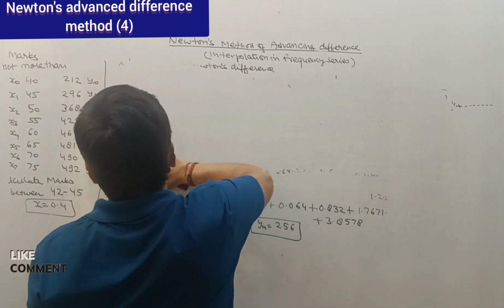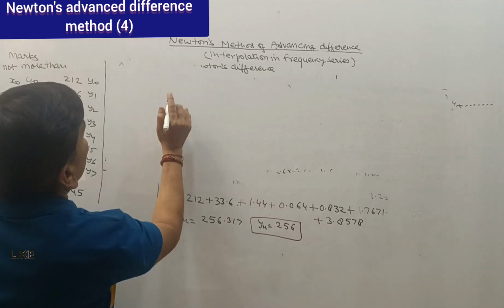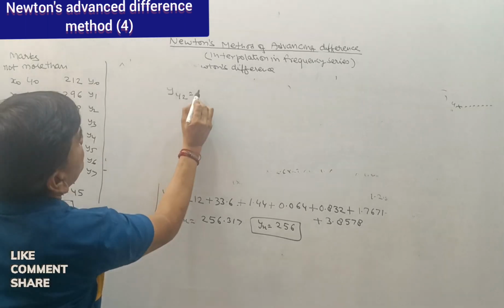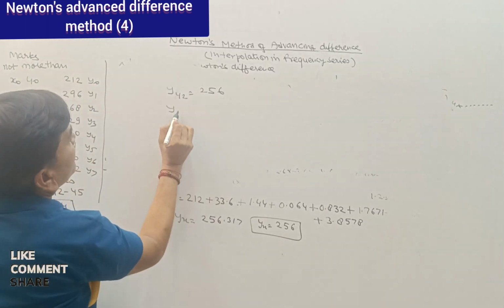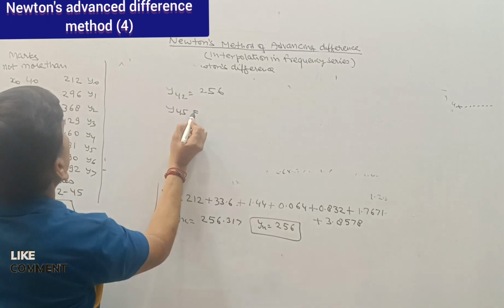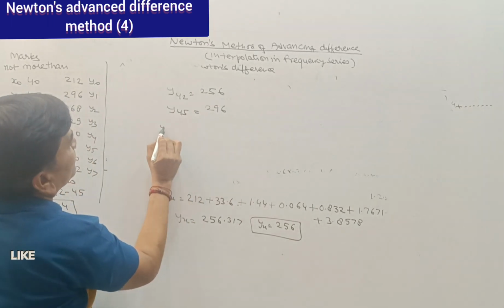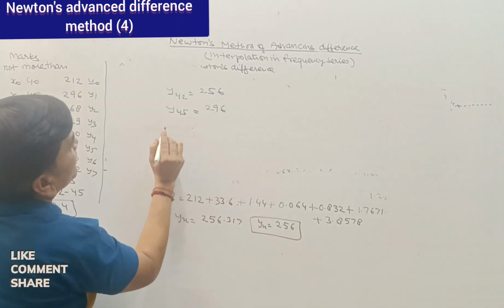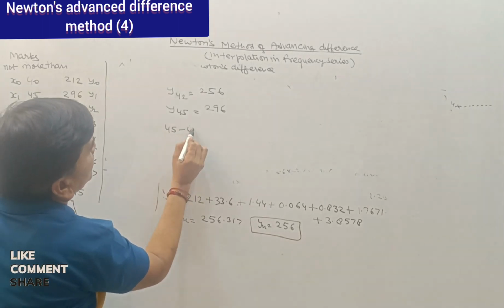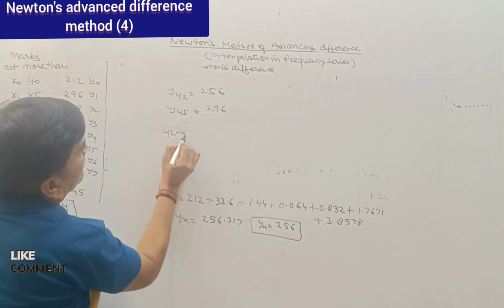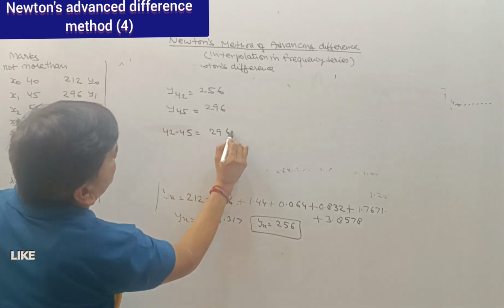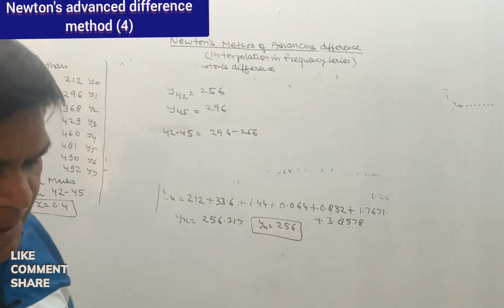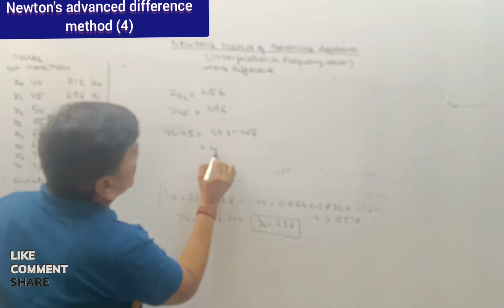We have calculated that up to 42, y is 256. y 45 is over there, that is 296. So y 45 minus y 42. It means we have to calculate between 42 to 45. 296 minus 256. So the value will be 40.